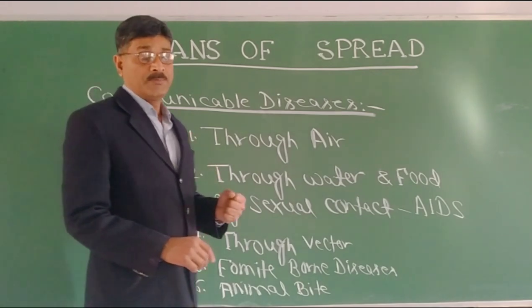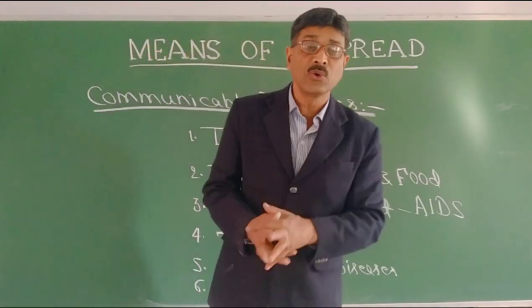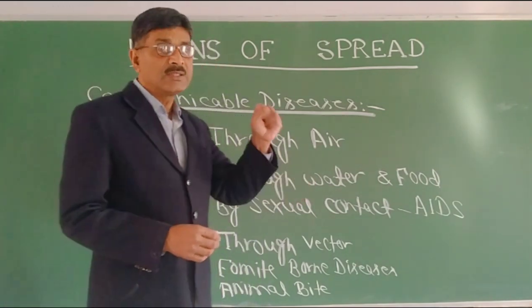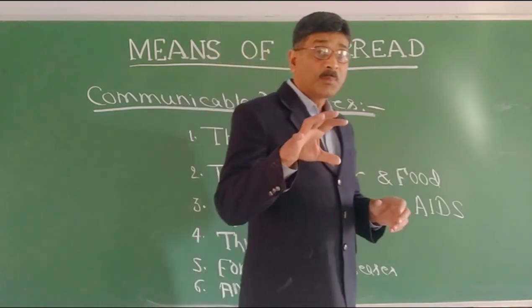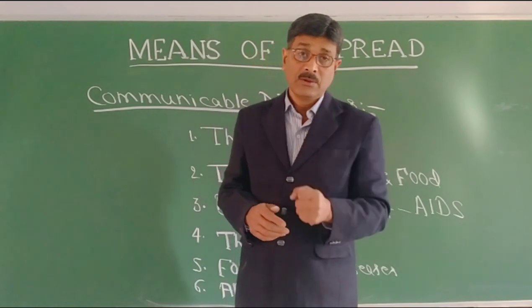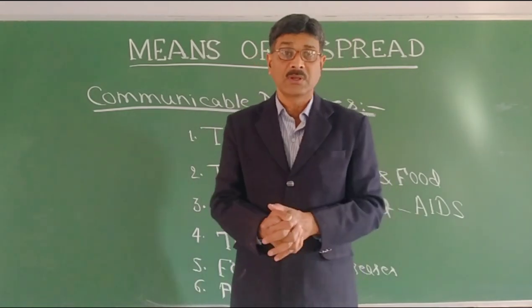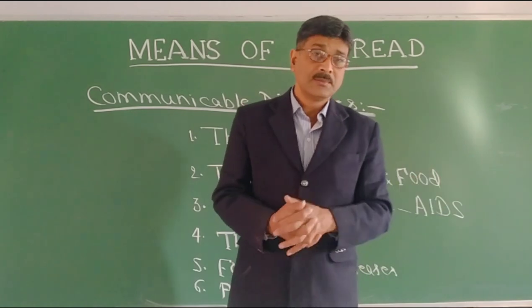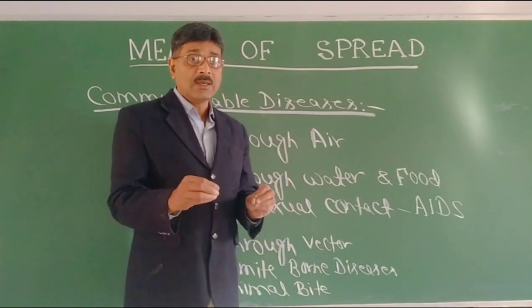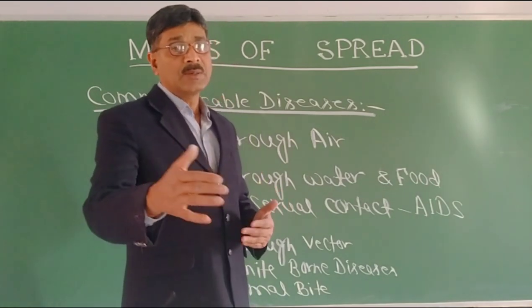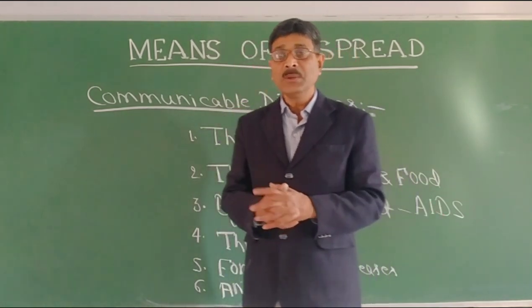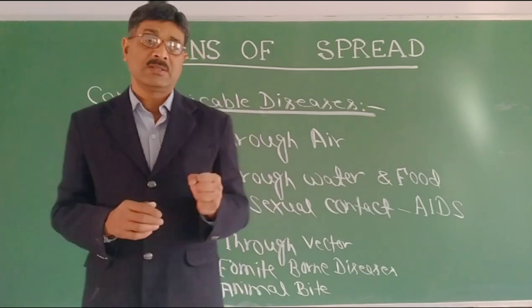Fomite borne diseases: sometimes the diseases like corona, they are being distributed when we are touching the object. That means the pathogens are sticking on the objects of daily uses like door knobs, keyboard of computer, mobile, table, all the articles, pen, spectacles, they are the object, and with the help of object the pathogens are being transmitted from diseased person to healthy person. Therefore we must not share all these belongings.